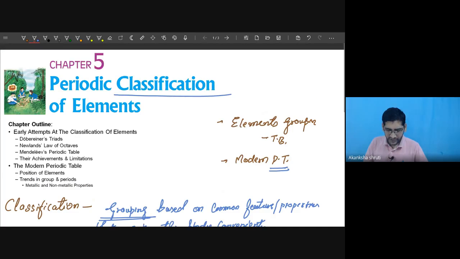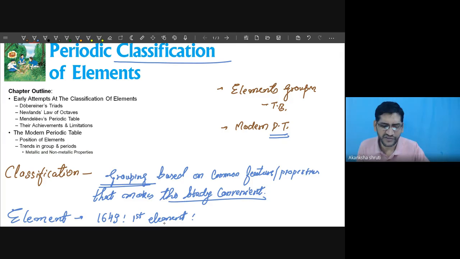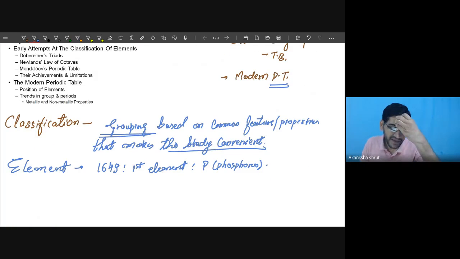Now regarding these elements, it was in 1649 when the first element was discovered, and that element was phosphorus, P. Later on, up to 1817 or the 1820s, you may roughly say, only around 30 elements were discovered.